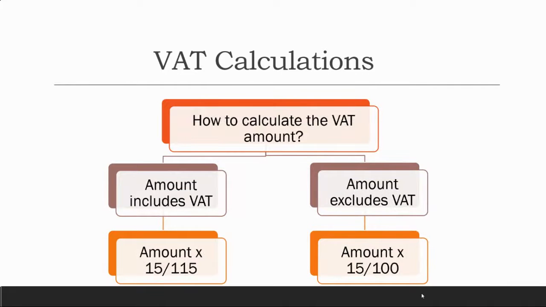If they ask you just to calculate the VAT, so not the VAT inclusive or the VAT exclusive amount, then you take the amount that includes VAT and you multiply it with 15 over 115. So the VAT percentage at the top is what I want, divided by the percentage I currently have. If the amount is excluding VAT, I multiply it with 15 over 100, as opposed to the 115.